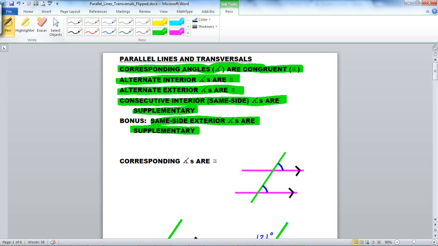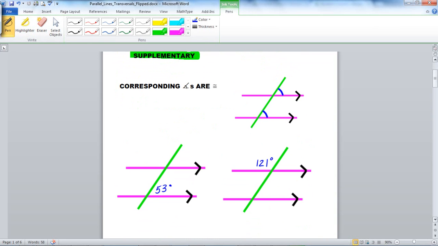So we'll get to the first setup right here. We've got corresponding angles. Now the corresponding angles here, my parallel lines, I know that they're parallel because I've got the arrows on them. So my purple lines are parallel there. My corresponding angles already marked are this angle here and this angle here. That's just one pair of corresponding angles.